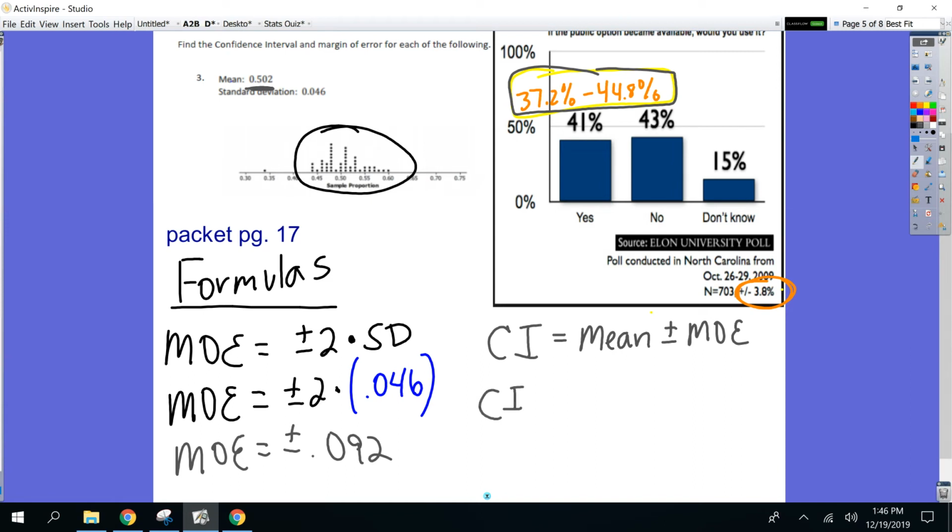Okay, so what was our mean in this one? 0.502. We're going to add the margin of error and we're going to subtract the margin of error to get our confidence interval. So you can go right ahead, take 0.502, subtract 0.092, and then add it. And then we'll get an interval which we are pretty sure the population mean is going to be between. We can never get it exactly, but we can get a little interval in there.